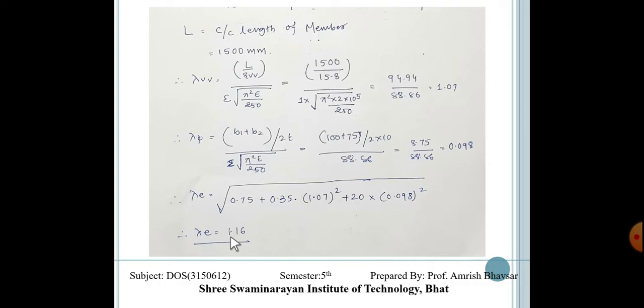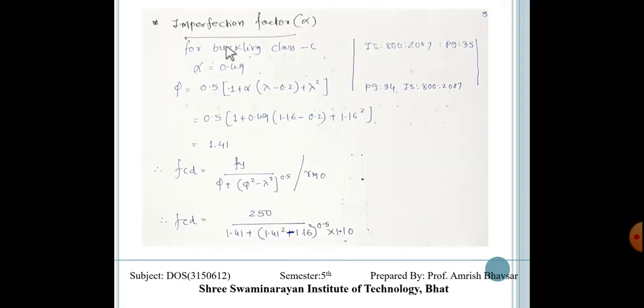Now in all the equations that depend on lambda, we have to put lambda E instead of lambda. The imperfection factor alpha is given on page number 35, and alpha depends on the buckling class, as we know. It is 0.49 for an angle. So phi is equal to 0.5 times the bracket of 1 plus alpha into lambda minus 0.2 plus lambda square. This lambda is our lambda E. After putting in the values, we get 1.41 as phi.